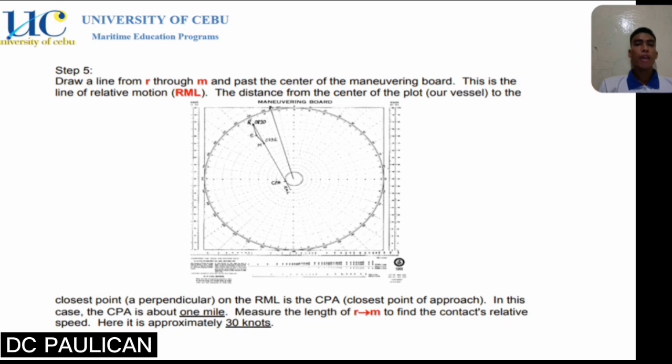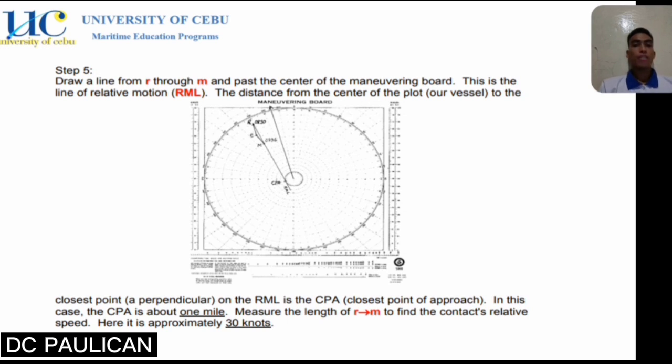Next, step 5. Look at the maneuvering board below. The line drawn from R through M and past the center of the maneuvering board is called the relative motion line, or the RML. The distance from the center of the plot, our vessel, to the closest point perpendicular on the RML is the CPA, or the closest point of approach.